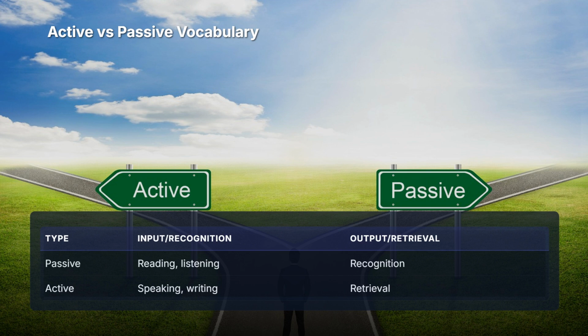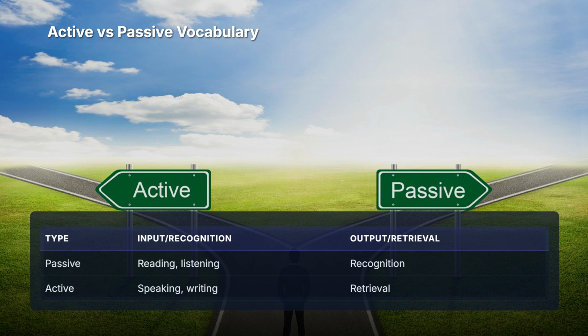Passive vocabulary is every word you recognize when you read or hear it. Active vocabulary is what you can actually produce when you speak or write. Think of it like this. Passive is seeing a face in a crowd and thinking, "I know them." Active is remembering their name, walking over, and starting a conversation. You might passively know words like serendipity or counterintuitive, but your active vocabulary? That's probably words like tired, work, happy, or think.